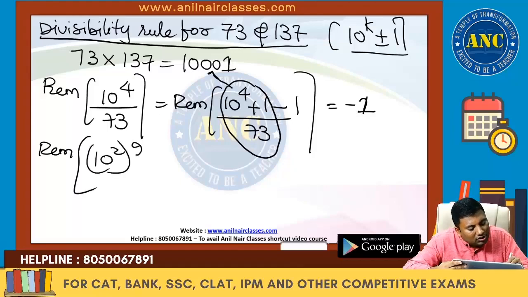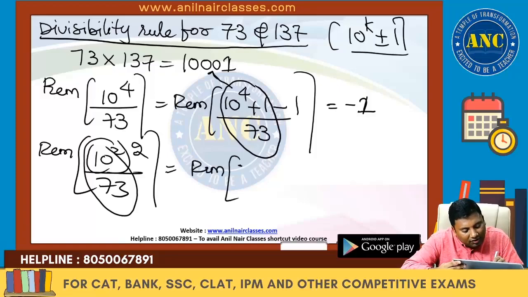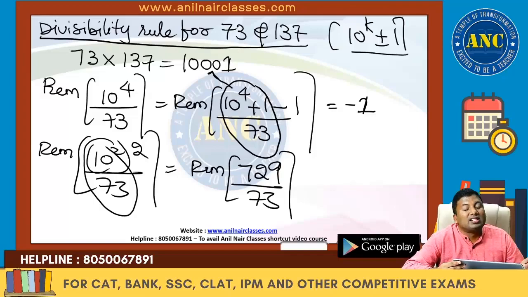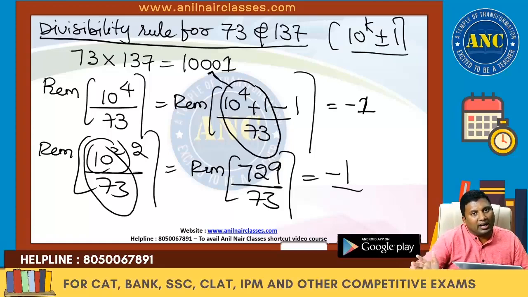10 square whole square divided by 73. 10 square is 100. 73 divides 100. 73 ones are 73. Remainder is 27. 27 square is 729. 729 divided by 73. 73 tens are 730. Negative remainder is minus 1. I hope you got an idea.